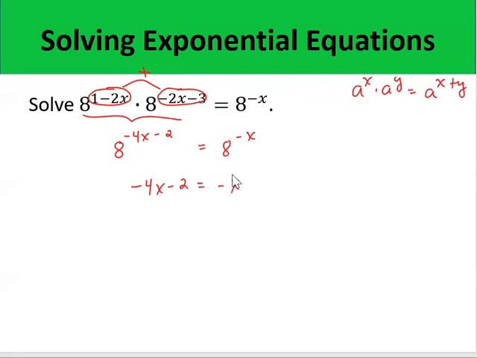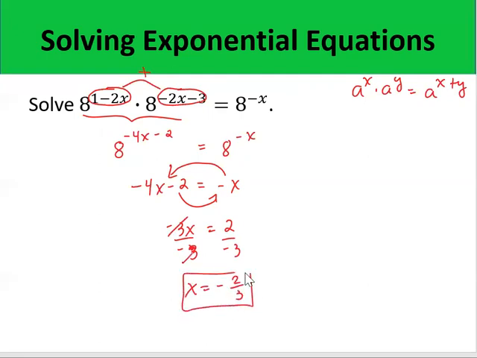So solving for x, we will transpose negative x to the left side and transpose negative 2 to the right side. So this gives us negative 3x for the left side and positive 2 at the right side. And then dividing both sides by negative 3, we get x is equal to negative 2 over 3. And this is our answer for this particular equation.